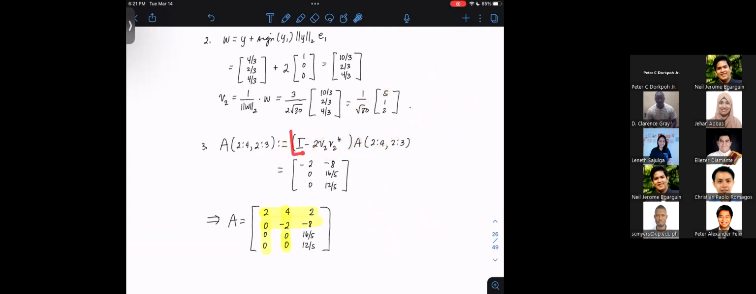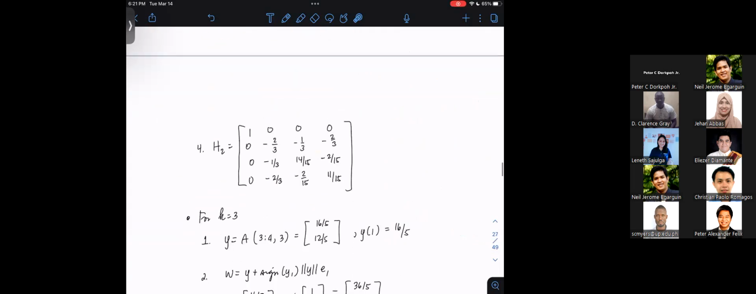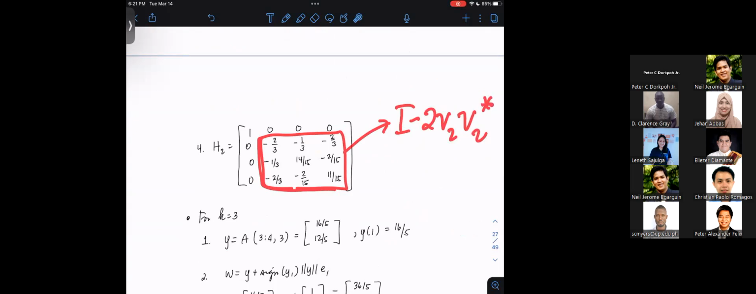So this guy is a 3 by 3 matrix, and actually that matrix is equal to this guy, right? So this is your I minus 2 v2 v2 star, right? But I need H2 to be 4 by 4. So that's why I will insert an identity matrix, a 1-by-1 identity matrix, because this is already 3-by-3.